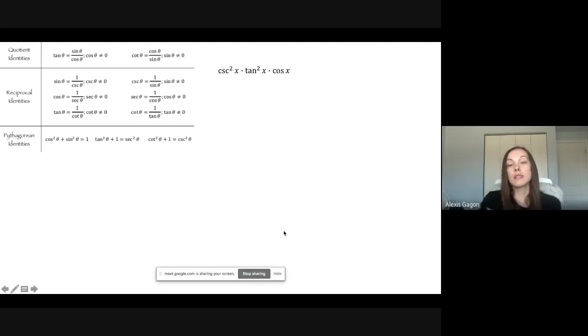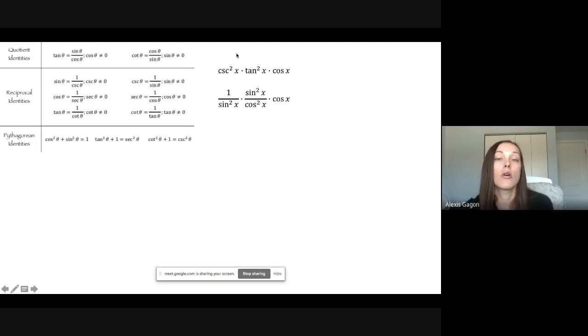Okay, let's do this one. Cosecant squared of x times tangent squared of x times cosine of x. Here, it's not all in terms of sine and cosine. That's always the first step if it's not in terms already. So cosecant squared of x, you can always put squareds on these ones. These ones already have the squared. You can't just square them. But cosecant squared of x is the same thing as 1 over sine, so this is 1 over sine squared of x.